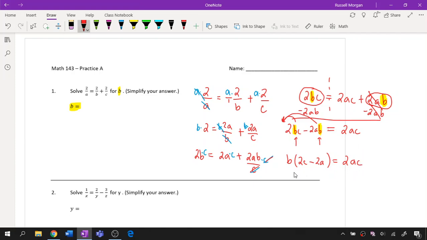There's the right side. Now I can get b by itself. It's just b times all that package, that group. So I'm going to divide both sides by that whole group.